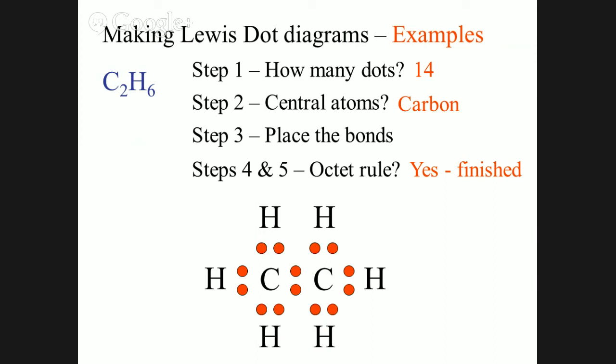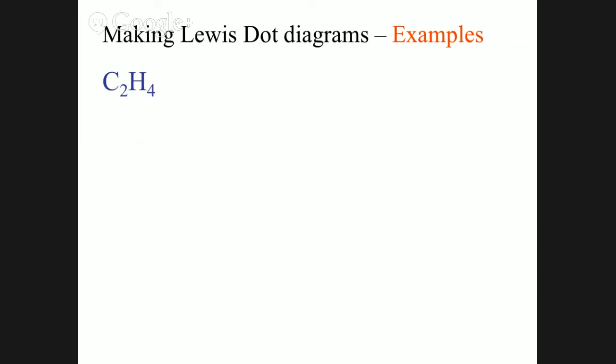Okay, second example. C2H4. Again, step 1, how many dots? Last time we had 14. How many are we going to have this time? How many does each carbon have? 4. We've got 2 carbons, that's 8. How many is each hydrogen? 1 for each hydrogen. I have 4 hydrogens. So I'm going to have 12 dots this time.